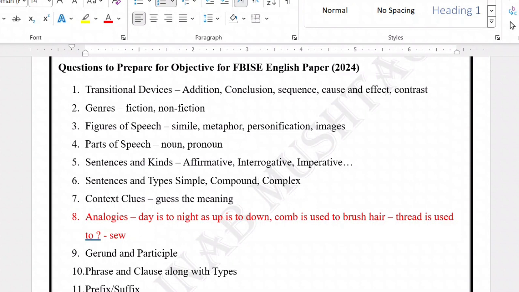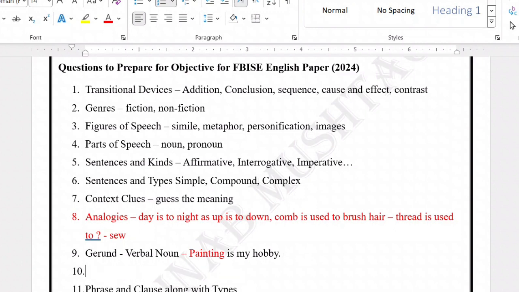The next question is about gerund and participle. What do you understand from these terms? Gerund is a verbal noun. For example, what is paint? Paint is a verb: paint, painted, painted. And gerund always comes in the ing form. If I write, painting is my hobby, in this sentence I am using the word painting as a noun, in the subject position. Hence, this is an example of gerund.